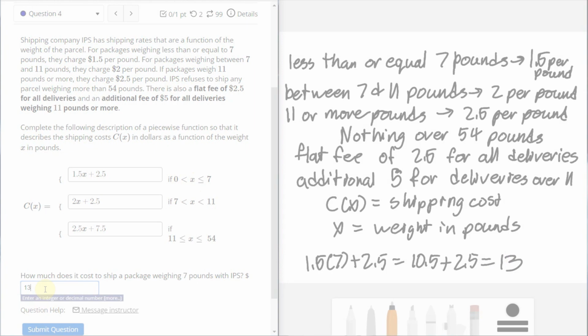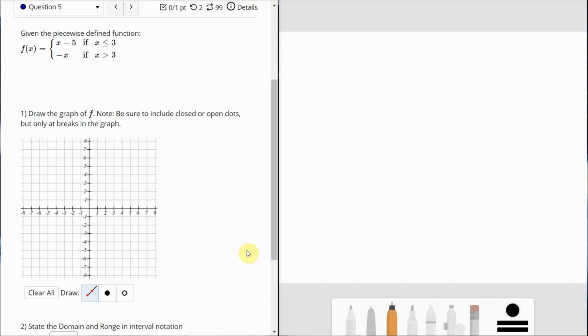Question 5 wants me to graph a piecewise function. Because both expressions in this piecewise function are linear and graphed with a straight line, the easiest way to do this is to evaluate each expression at the edges of its domain restriction and to use the slope and/or y-intercept to get a second point. It sounds more complicated than it is.